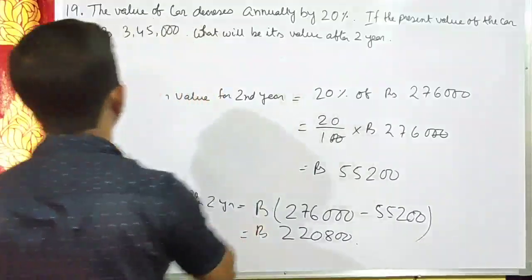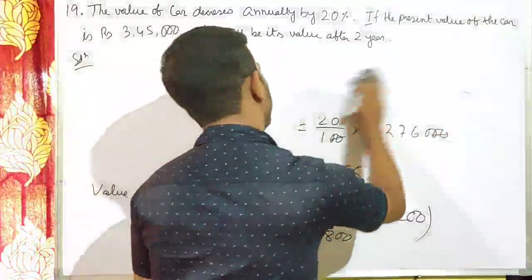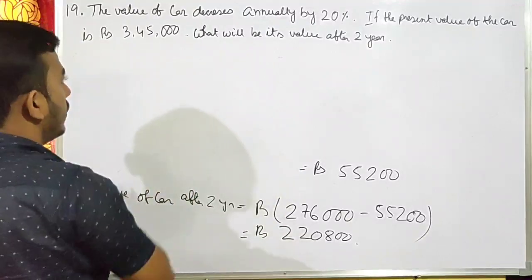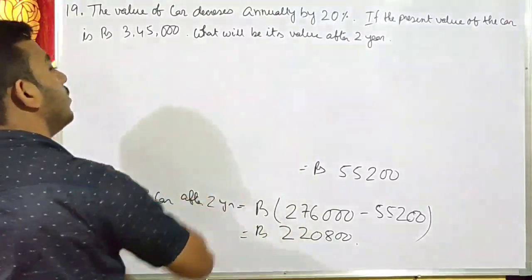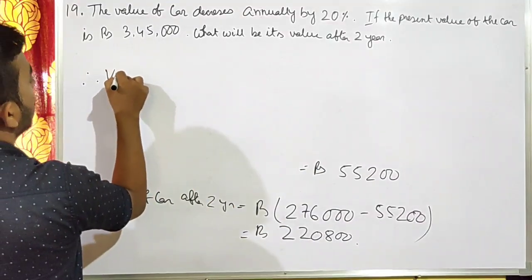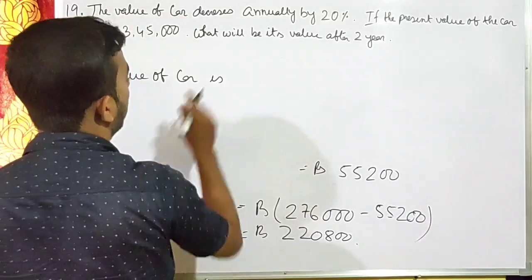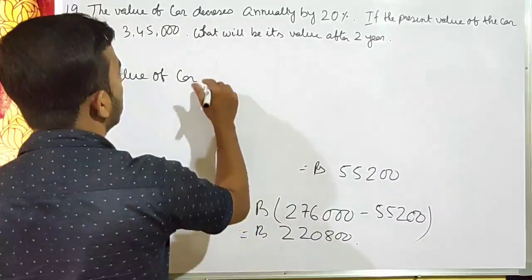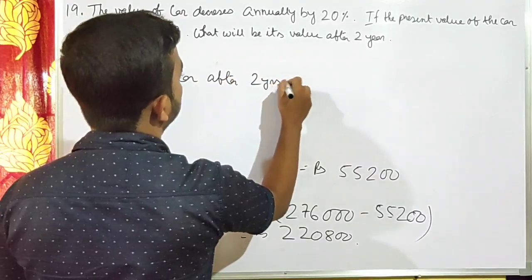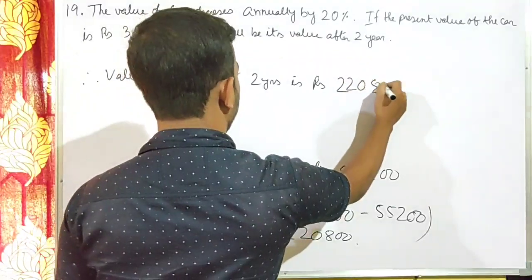I hope you have understood how I have solved this. If you have understood very well, good. If you haven't understood, then rewind the video and you will understand. So therefore the value of the car after 2 years is rupees 2,20,800.